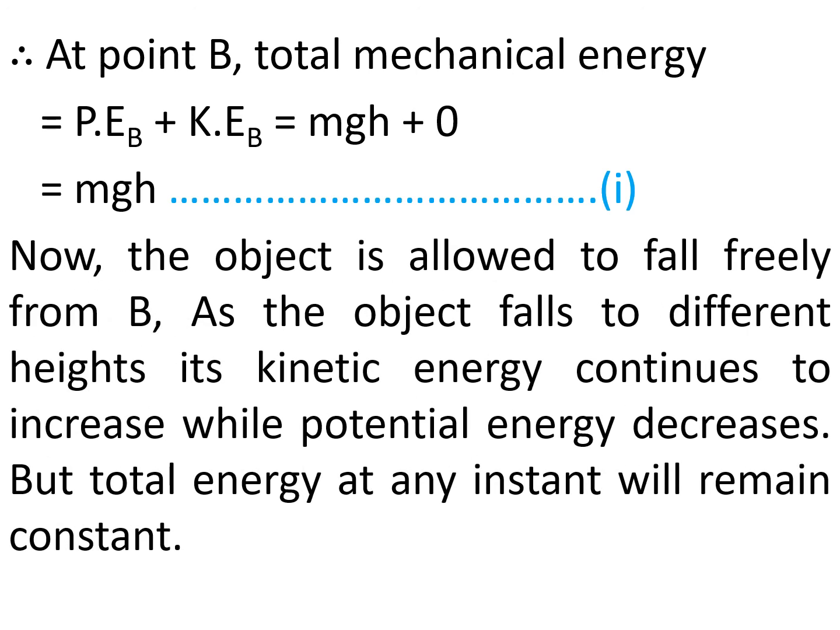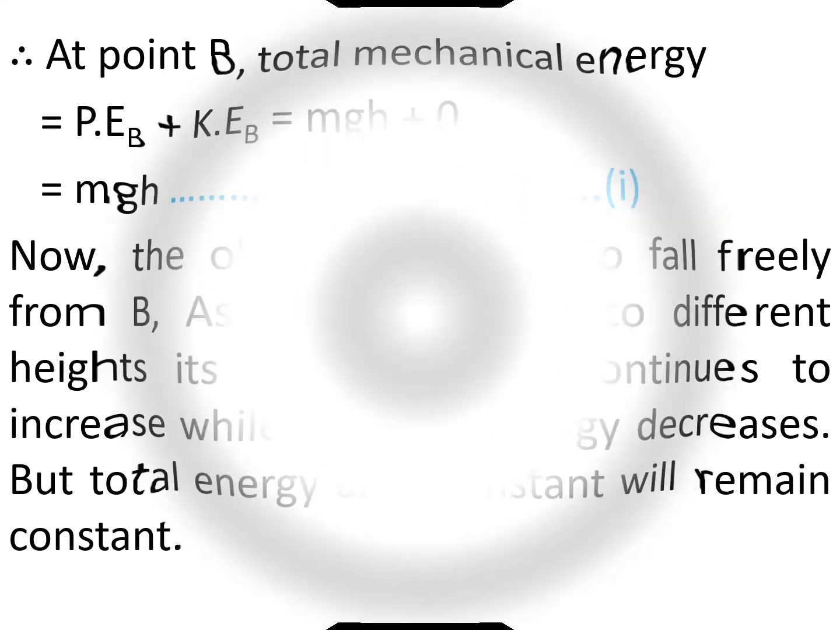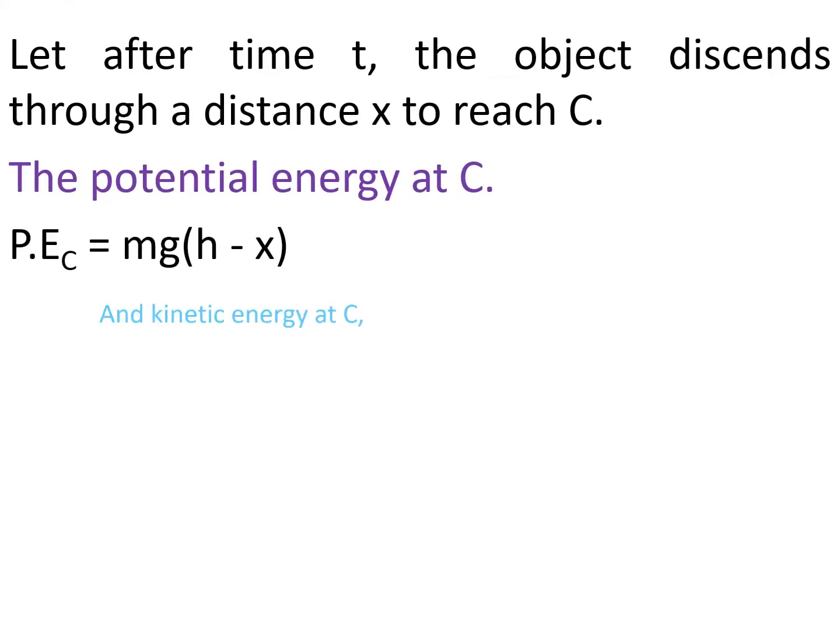Now, the object is allowed to fall freely from B. As the object falls to different heights, its kinetic energy continues to increase, while potential energy decreases, but total energy at any instant will remain constant. Let after time t, the object descend through a distance x to reach C.